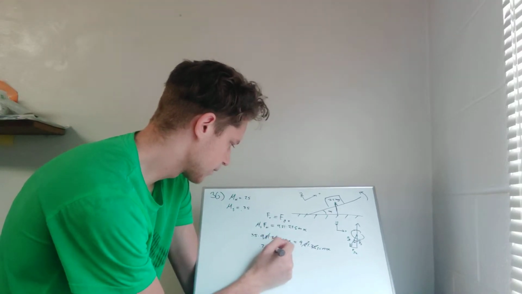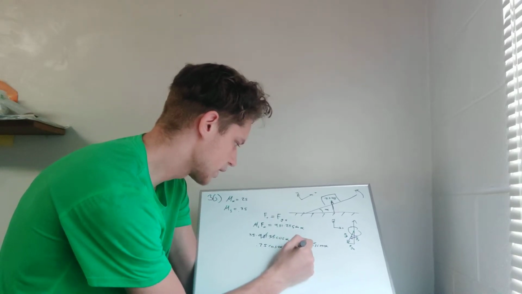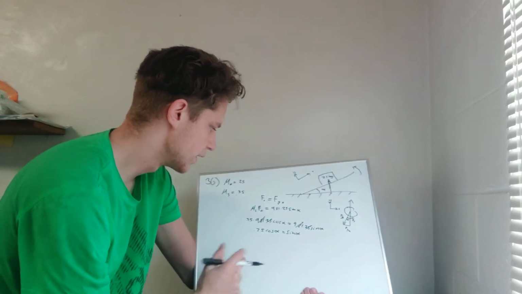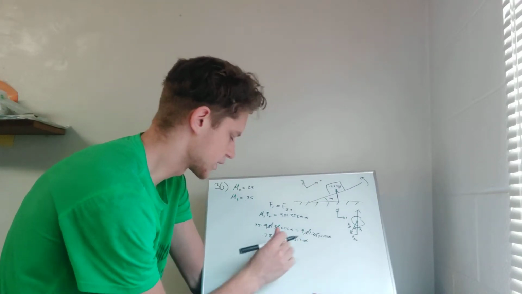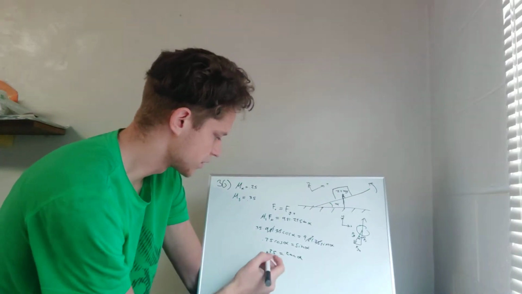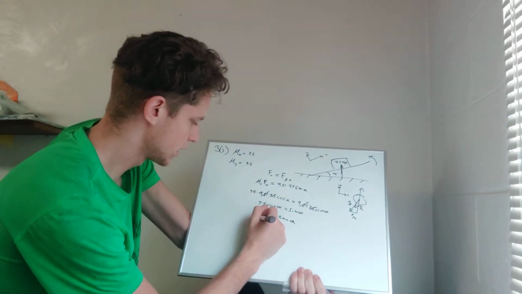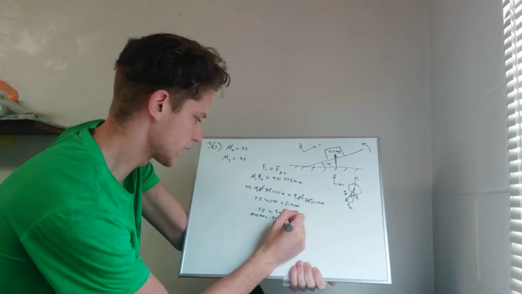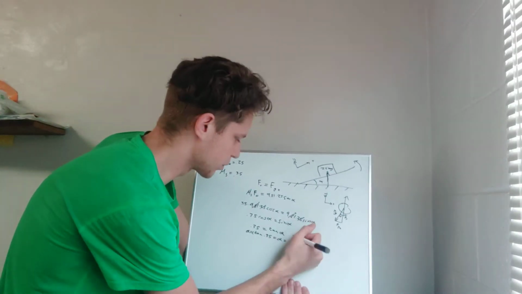So 0.35 cosine of alpha equals sine of alpha. The easiest way to find alpha here would be to divide both sides by cosine. So you get 0.35 equals sine over cosine, which is tangent of alpha. So you take the arctangent, or tangent to the negative one, the inverse tangent of 0.35, and that is going to get you your alpha, which is equal to 19.29 degrees.